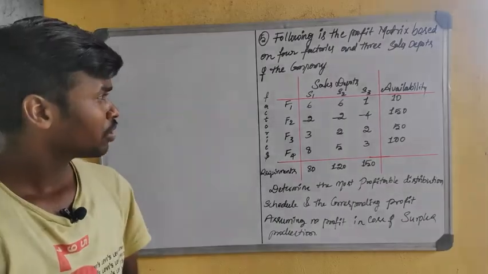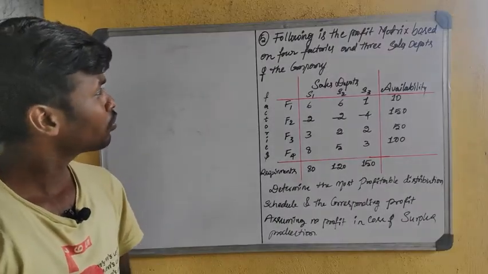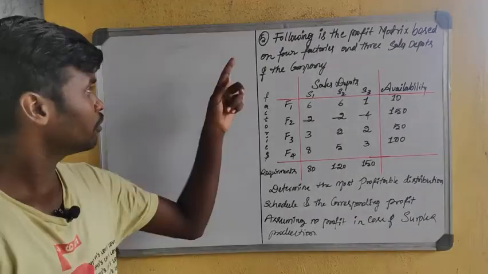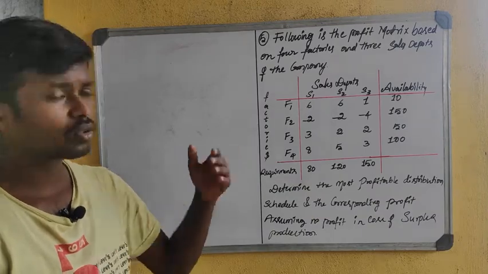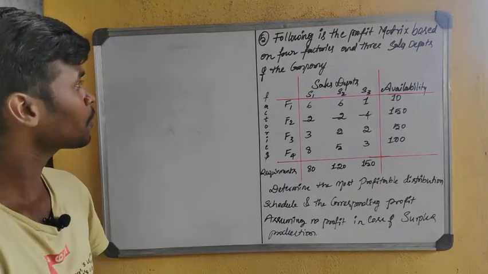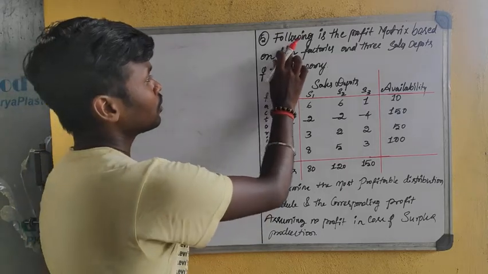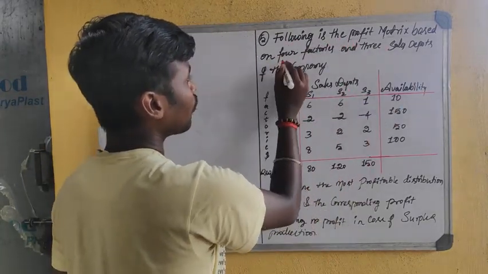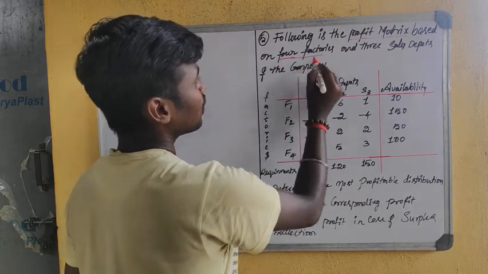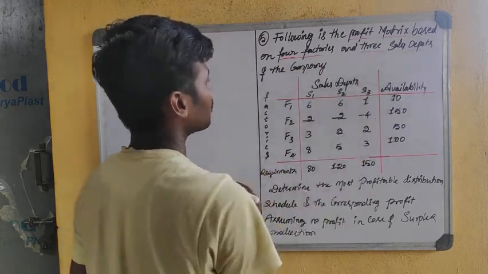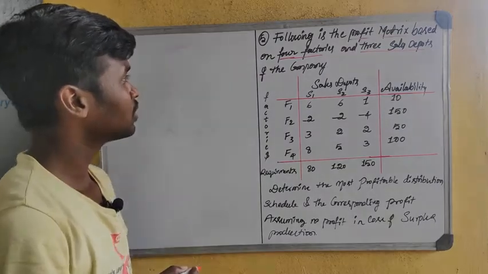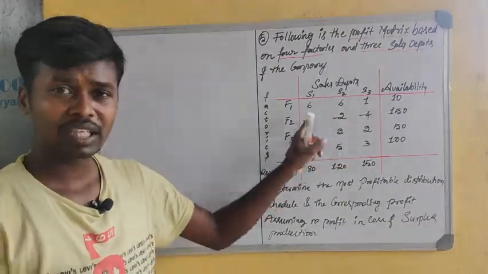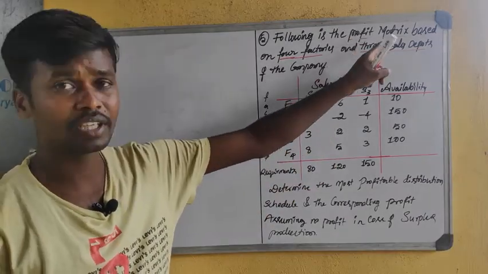So in this class we are going to solve the problem under Vogel's approximation method. This is the last problem, that is the fifth problem. So let's take down the problem. The following is the profit matrix based on the 4 factories and 3 sales depots of the company. The information is given in the matrix, that is profit information.